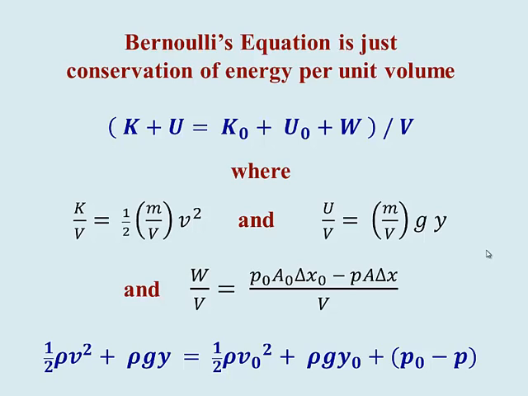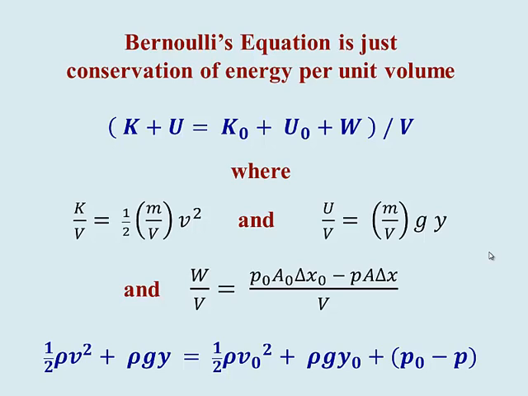Anyway, Bernoulli's equation is just energy per unit volume. And if we look at our standard conservation of energy equation, K naught plus U naught plus the work, per volume, you can immediately identify that when you divide the kinetic energy by a volume, you get m over V, which is just the density. So 1/2 rho v squared is just kinetic energy per unit volume. Similarly, when you divide mgy by the volume, you get m over V, which is rho. So rho g y is just the potential energy per volume. So those two terms are completely familiar to us, just turning m into rho.